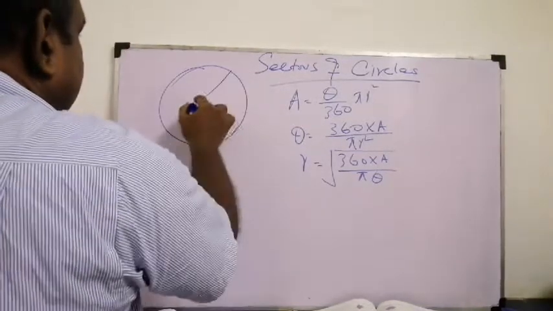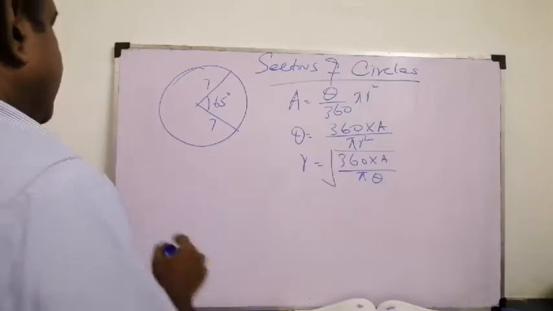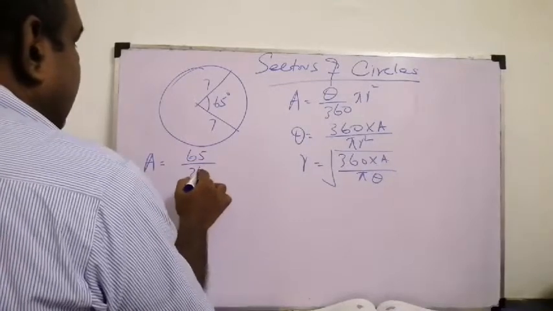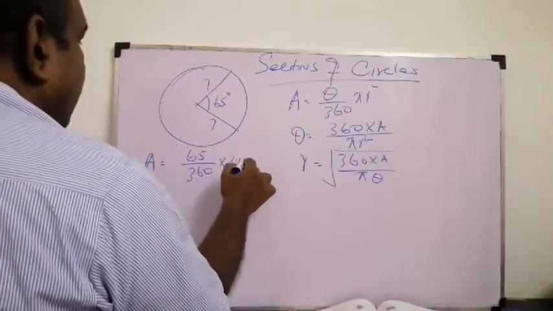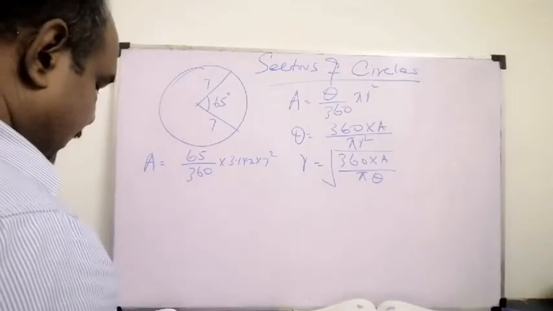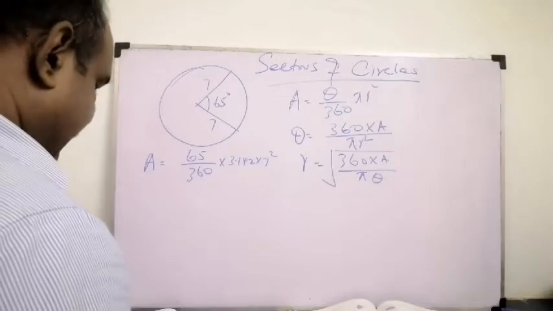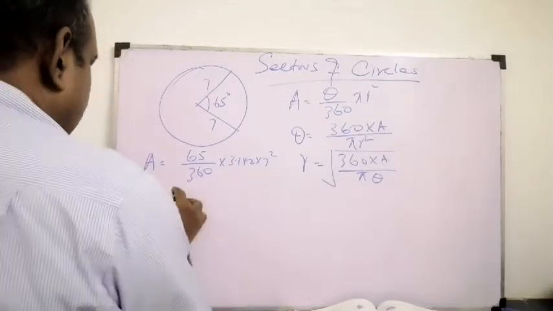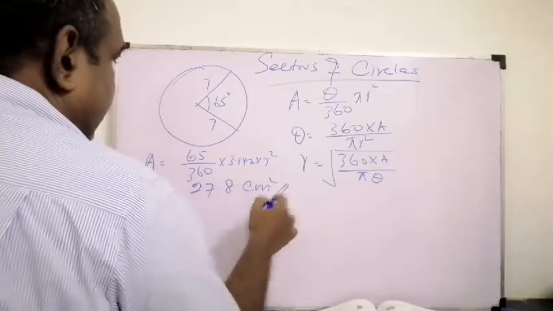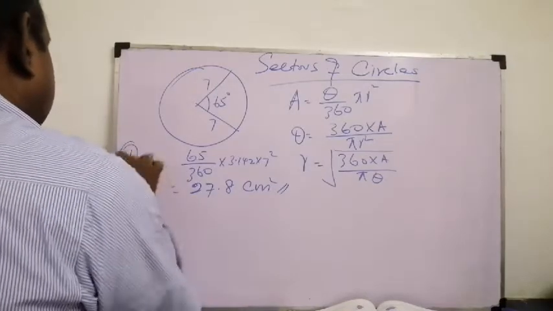So they are given, this is 7, this is 7, this is going to be 65 degrees. So area is going to be theta, 65 divided by 360 multiplied by 3.142 into 7 squared. Take your calculator: 65 divided by 360, answer multiplied by 3.142 multiplied by 7 squared. You get the value 27.8 centimeters squared at 3 significant figures. Always they will estimate the answers in 3 significant figures. This is the first category.